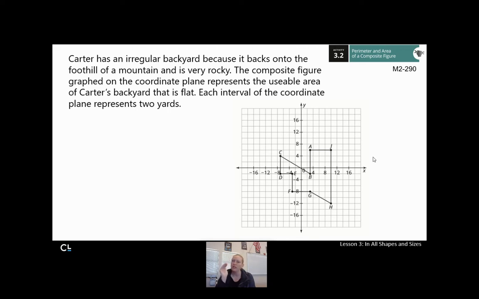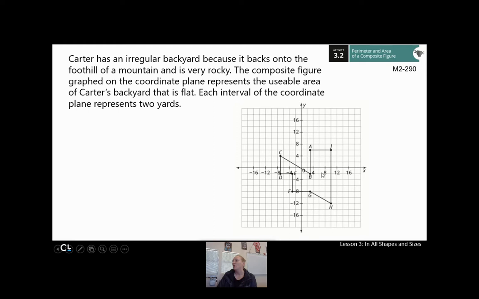Carter has an irregular backyard because it backs onto the foothill of a mountain, right? I mean, you guys know how it is. There's a lot of uneven terrain out here. It backs onto the foothill of a mountain and it's very, very rocky. The composite figure graphed on the coordinate plane, this down here, represents the usable area of Carter's backyard that is flat, right? Because there's little hilly bits and there's weird little bits, and so he can't use some of it.